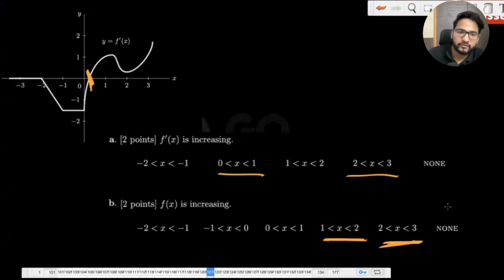Yeah, it is asking about the f(x), right? It is asking about the f(x) in this particular question. So it means that from 1 to 2 it is increasing because f dash x is positive. That's why f(x) is increasing, right? And between 2 to 3 also, it is increasing because f dash x is positive. Now from 0 to 1, it is not positive, right? At 0, it is some negative value. Okay.